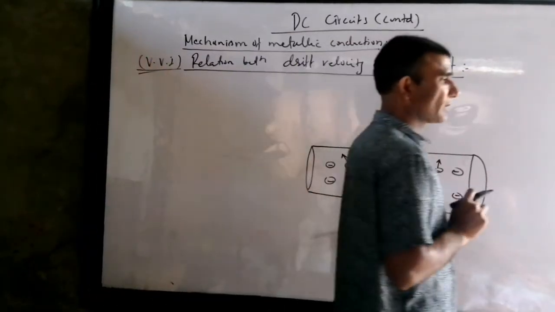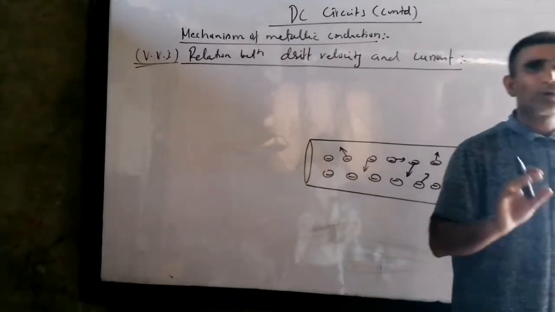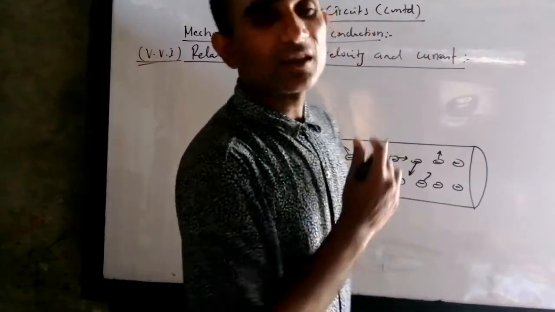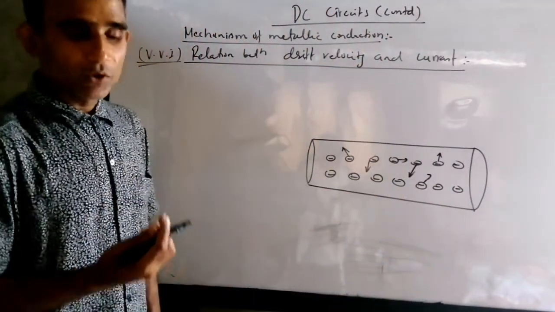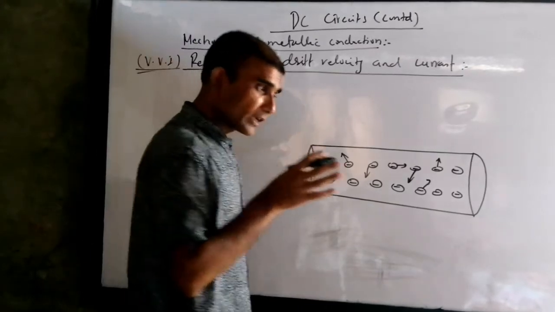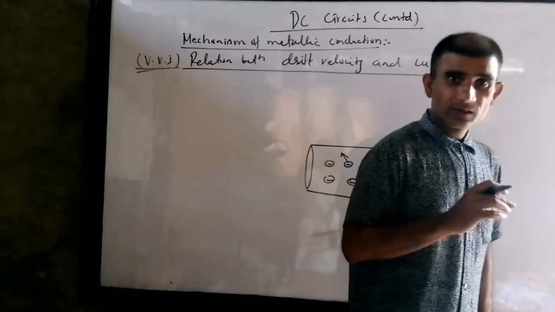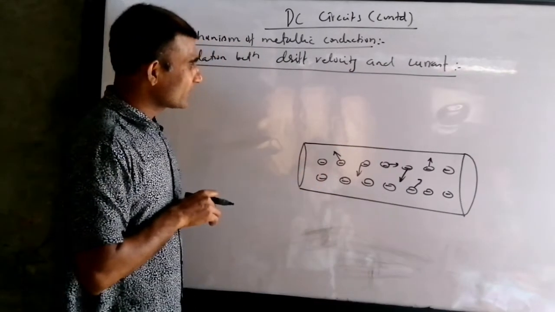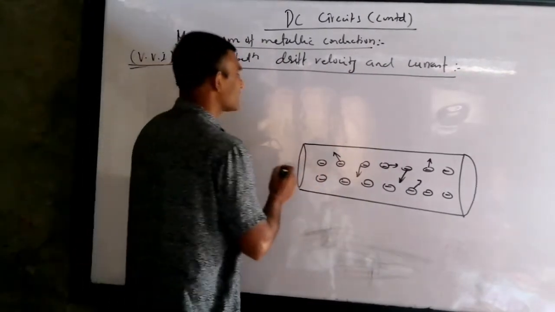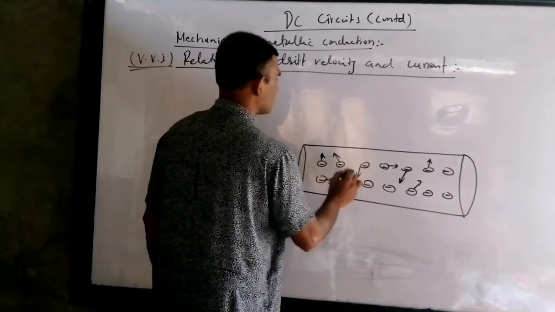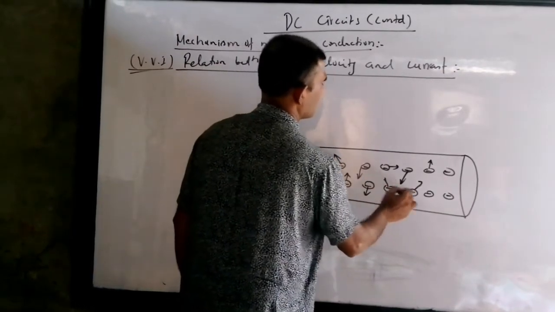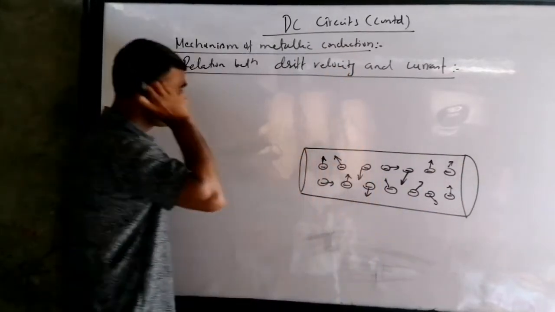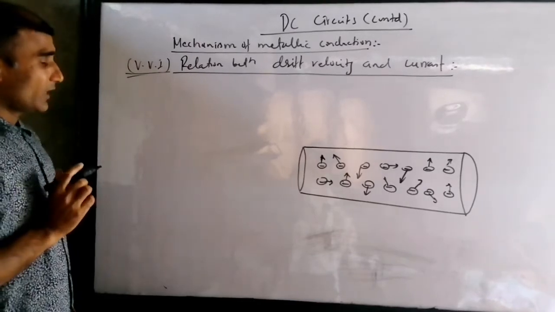They are moving randomly in all possible directions. If they are moving in all possible directions, there is no net flow of charge in any particular direction. If there is no net flow of charge, then what will happen? There is no current, because current is the net rate of flow of charge through the conductor. And since there is no net charge flow in any direction, there is no net current. So even though the metal electrons are moving, there is no current flowing in this. So what can be done to make the current?